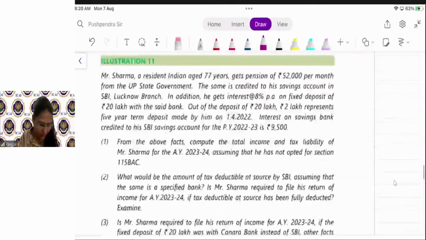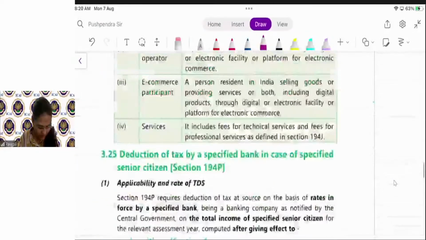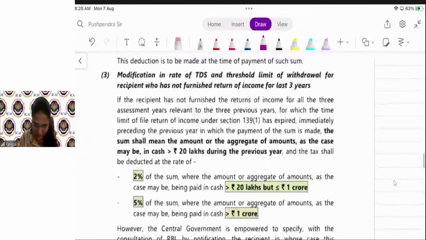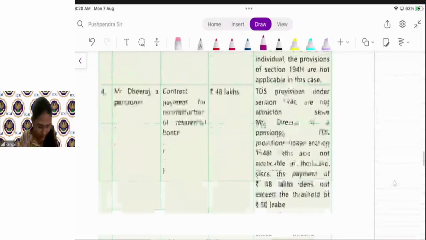Obviously, Muhammad. All the best, Keshav.